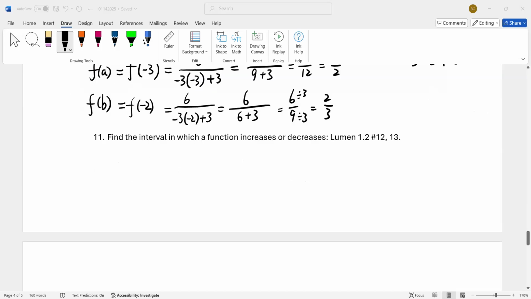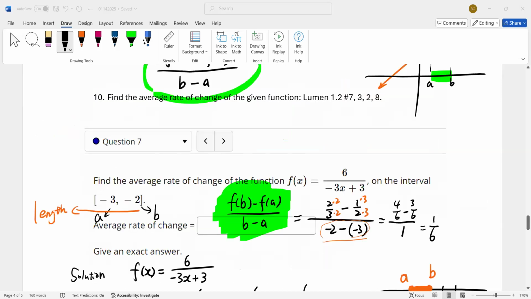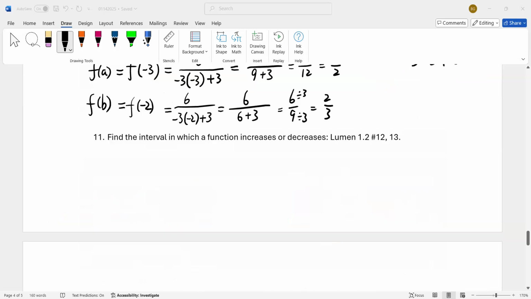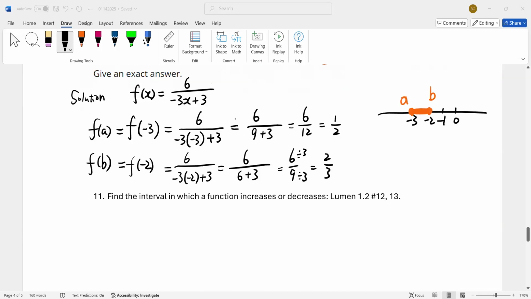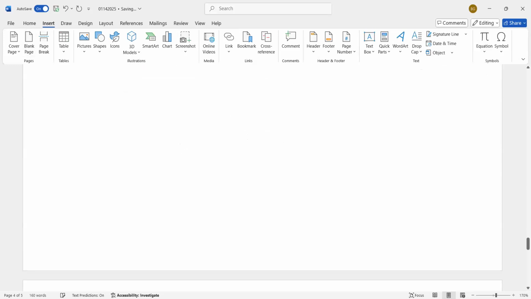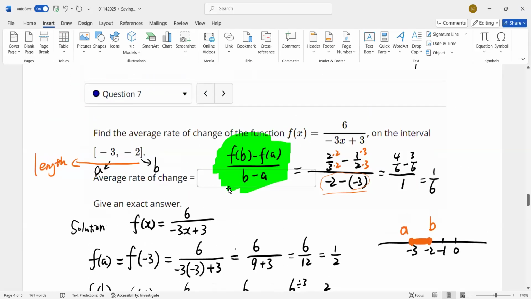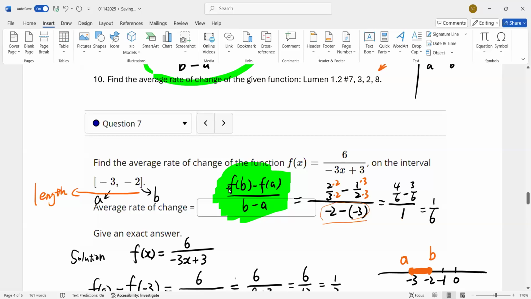Next problem, we are going to look at number 3 in Lumen. This was number 7. Bear with me, I'm going to do the same thing. I'm going to copy paste, get rid of this problem to the next page and get a blank page. I'm going to share now question number 3.